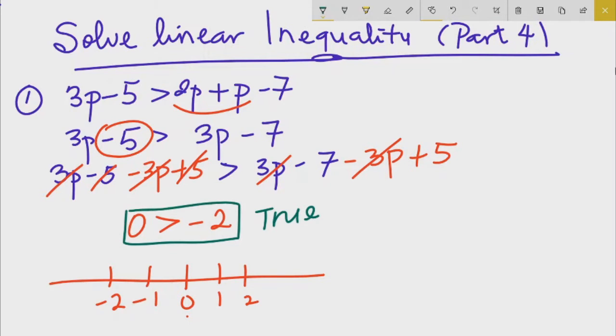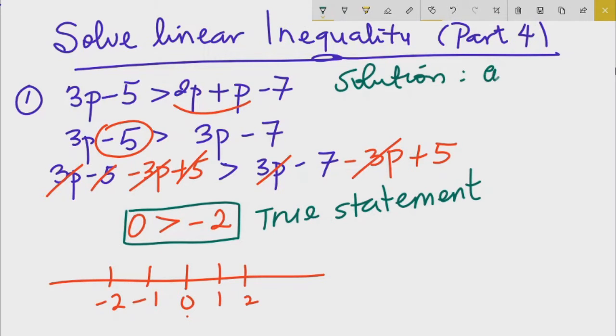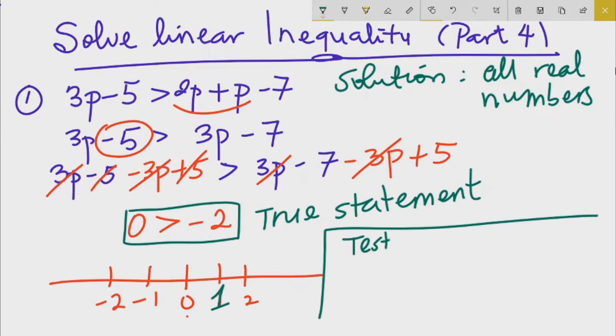Because solving our inequality leads to a true statement, that means for this particular inequality, the solution is all real numbers. That means any real number that you choose, if you plug it into this inequality, is going to make the inequality true. So let's test. Let's assume that p equals 1.